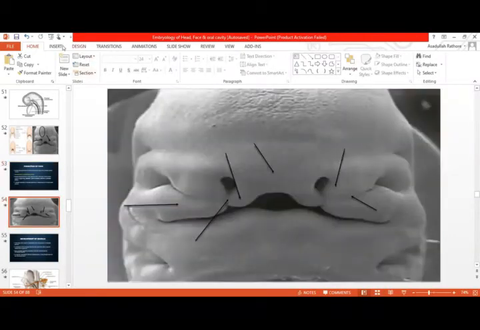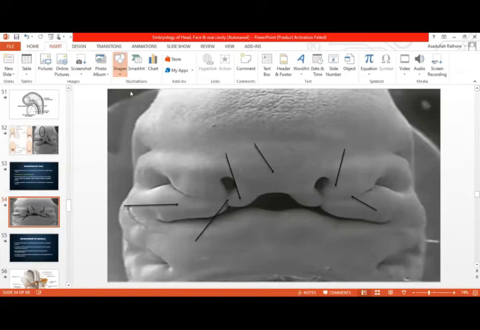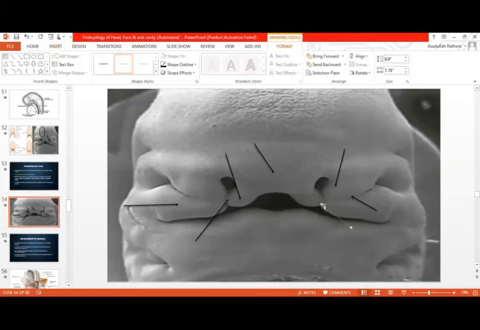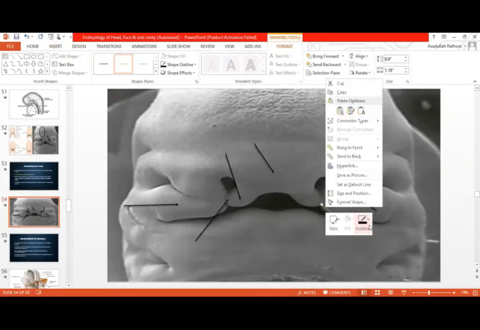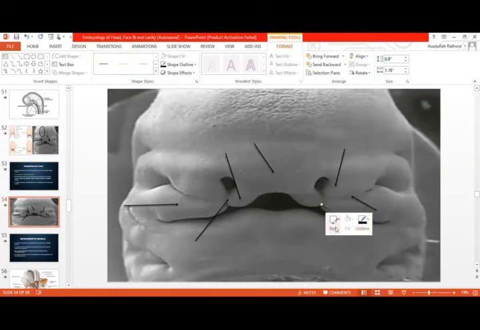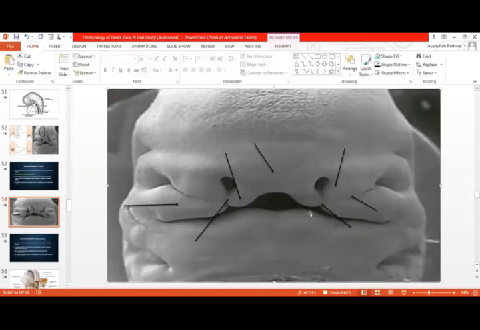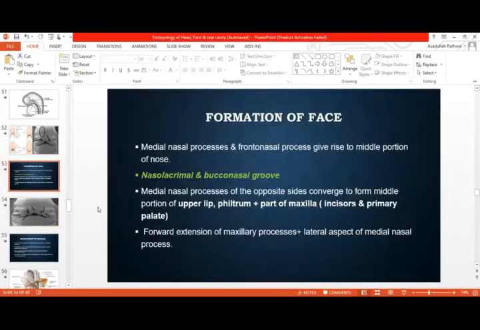The bucconasal groove is located in between the maxillary prominence and the medial nasal process, okay. So what are these grooves? These are basically the structures that are separating these two adjacent prominences. So this is the location of the bucconasal grooves. So you can see these grooves and the different regions of this fold, okay.